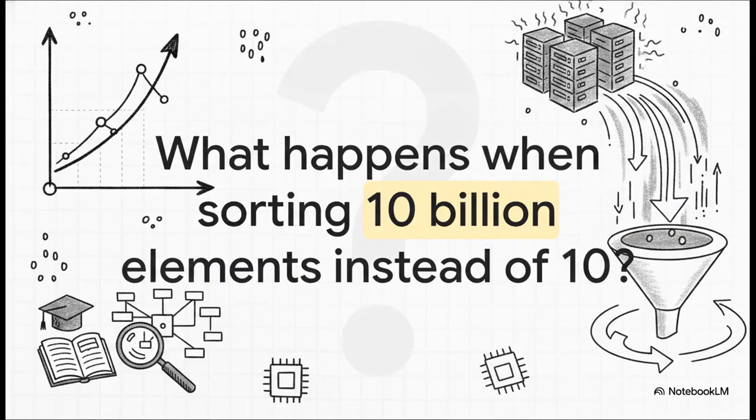Which leaves us with a pretty massive question. If an n-squared algorithm starts to choke as data gets huge because the time it takes grows exponentially, what happens when the list isn't 10 elements long but 10 billion elements long? How did giant tech companies manage billions of records without their servers just melting down? Well, that is the real puzzle computer scientists have to solve when moving from the classroom into the real world.